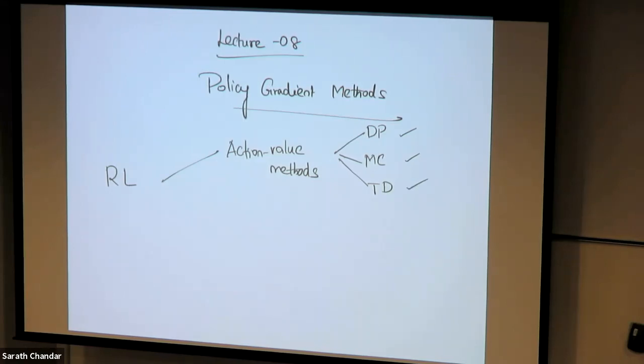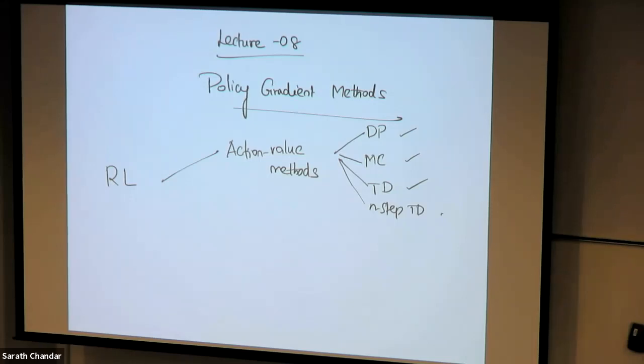We had discussed TD or temporal difference learning algorithms, which is a one-step algorithm. Instead of waiting for the entire episode to finish, you just make your updates right after one step. We also discussed how to merge or combine MC and TD, which is n-step TD.